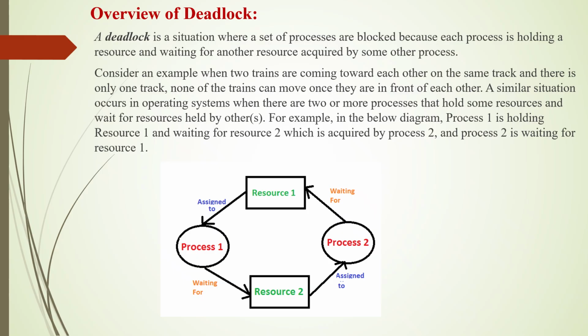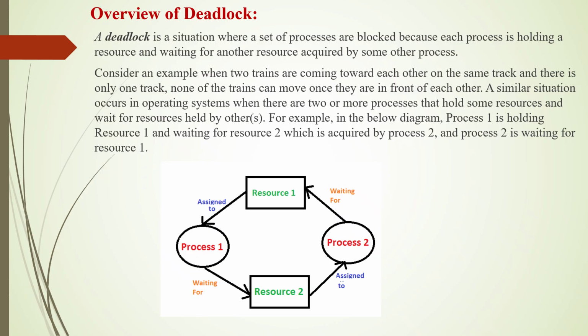There are two processes, process 1 and process 2, and two resources R1 and R2. Initially, resource R1 is assigned to process 1 and resource R2 is assigned to process 2. After some time, process 1 needs resource 2 to continue its execution, but resource 2 is already occupied by process 2, so process 1 starts waiting. At the same time, process 2 needs resource 1, but resource 1 is already occupied by process 1, therefore process 2 also starts waiting.